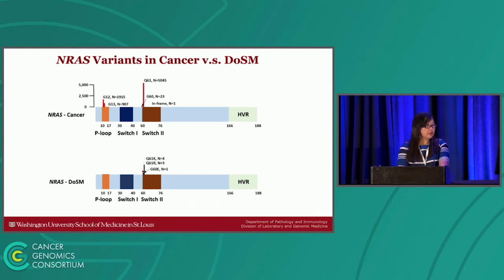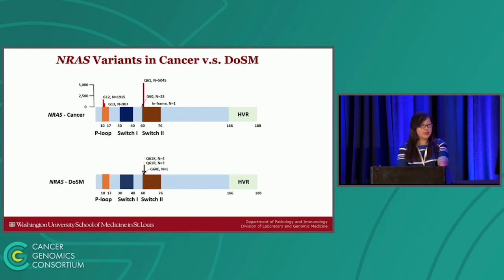As for NRAS, the majority of the variants identified in the somatic mosaicism cohort are at codon 61, which is consistent with the most commonly mutated NRAS variant in cancer. And the in-frame variant in the cancer setting is also extremely rare, only 1 out of several thousand cases based on the COSMIC database.